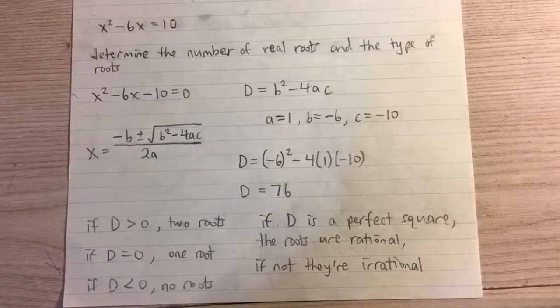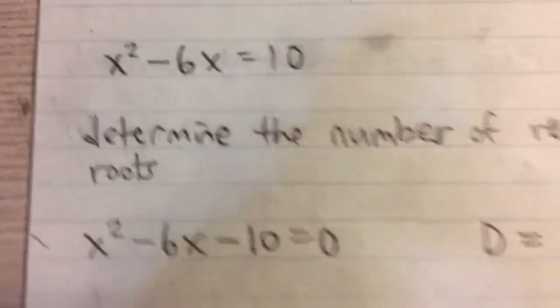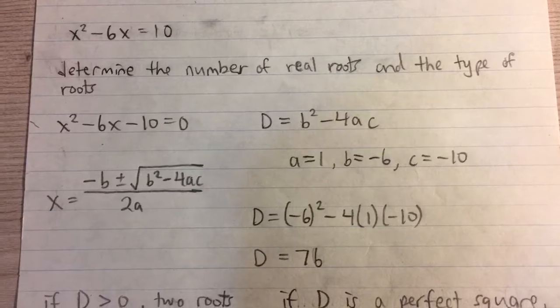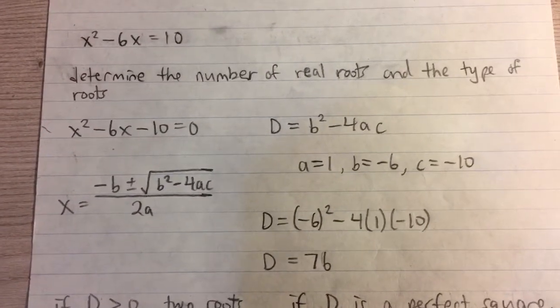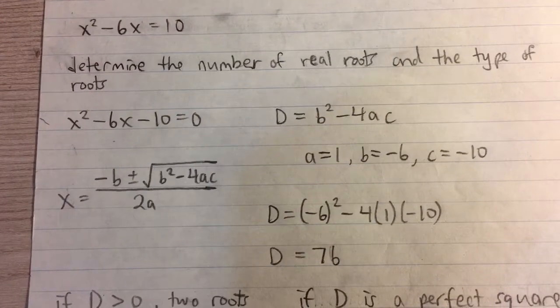Here we have the quadratic equation x squared minus 6x equals 10. And we have to determine the number of real roots and the type of roots. So in other words, if they're rational or irrational.